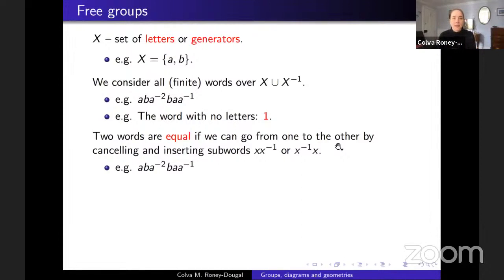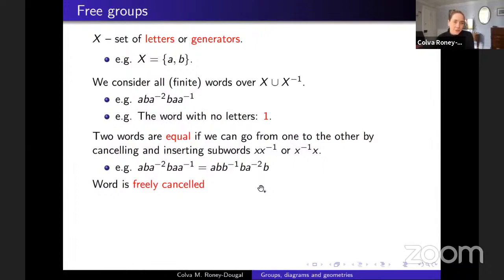So if we look at the example that I had before, A to the -2, B A inverse, we can see that I could put in a B inverse at the beginning if I want to. I can put in a B inverse after the first A, that's allowed. And those two words would be equal. And I can also delete the A inverse from the end, and that's allowed. So these two count as the same word. They're in the same equivalence class.